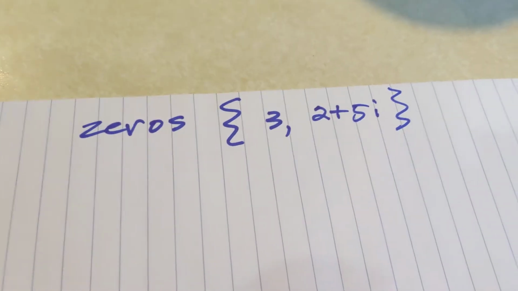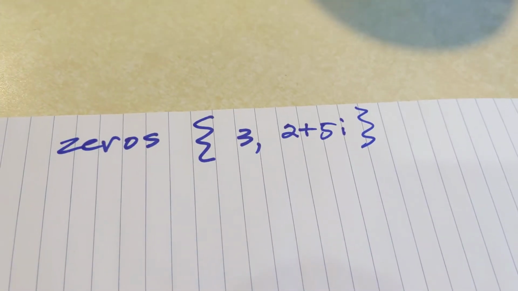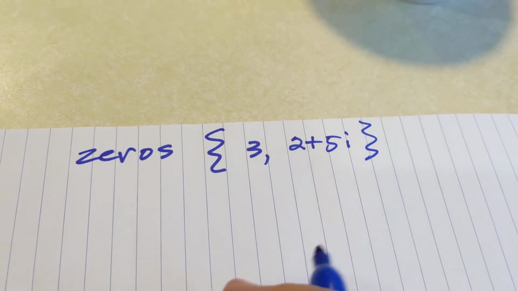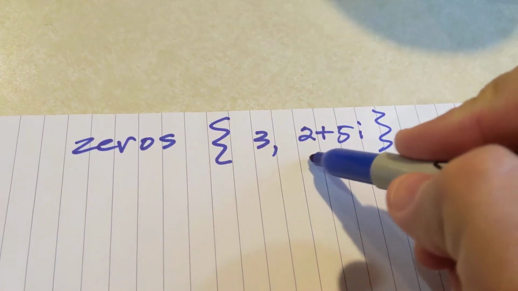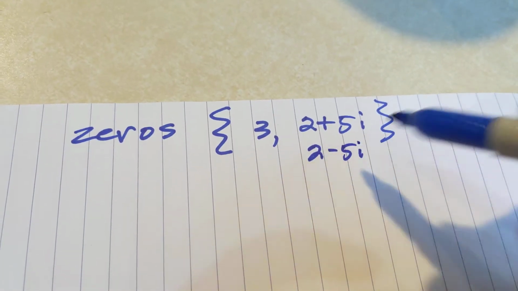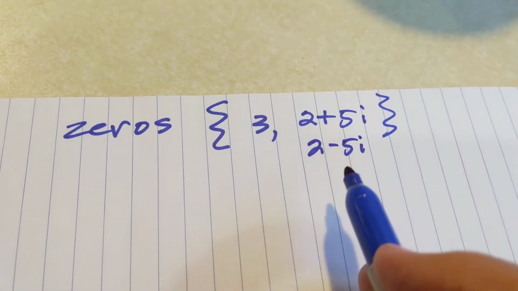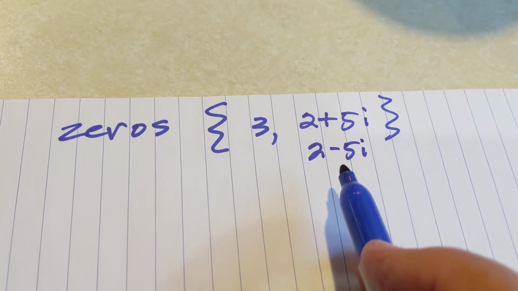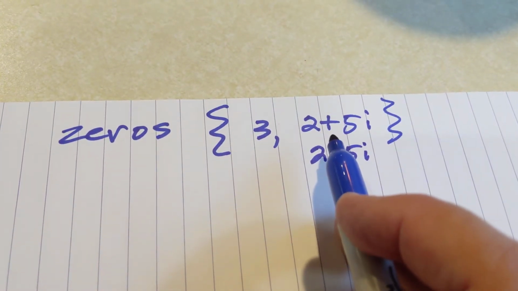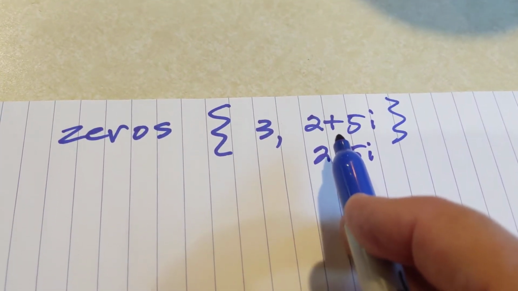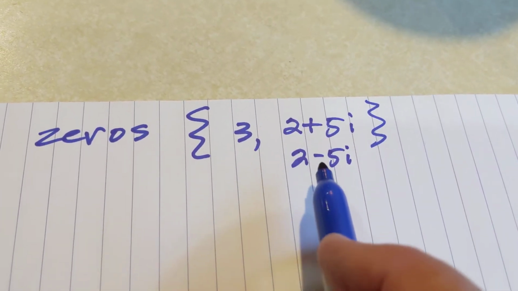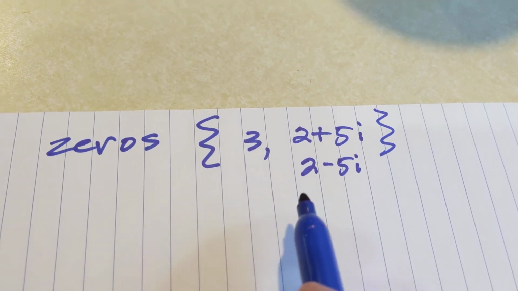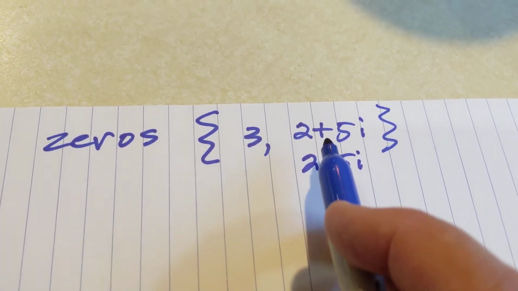Alright, so we want to write a polynomial function that has these zeros. So we have 0, 3, and then a zero of 2 plus 5i. One of the things that we should know is that imaginary roots always occur in conjugate pairs. So if this is a zero or a root, then this is also. So this is the conjugate of that. Even though this one was not given to me, I can infer it from that one.